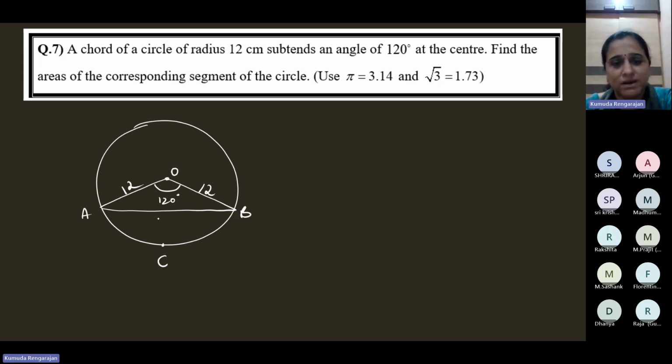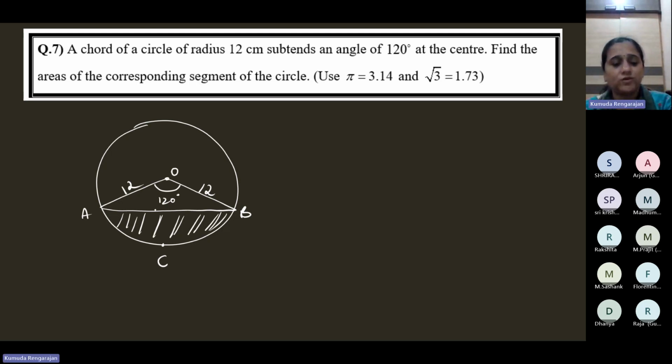Minor arc, minor sector, minor segment. ACB is the minor arc, and this one is the minor segment. And this whole thing, OACB, is the minor sector. But we need to find the area of the corresponding segment, that is this segment, this one.